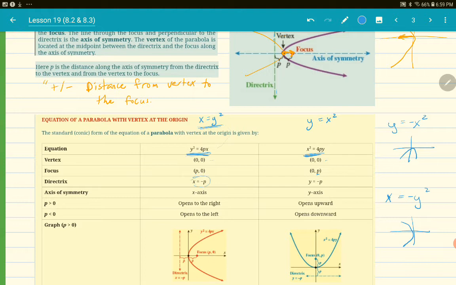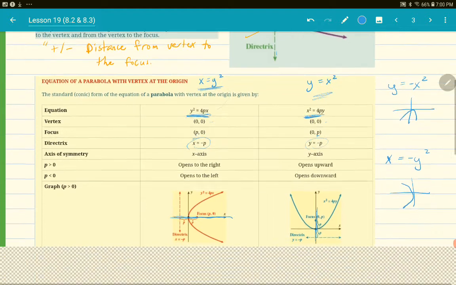The directrix is exactly opposite the vertex, at that same distance. The axis of symmetry again goes through the vertex and the focus and is perpendicular to the directrix. So there's my axis of symmetry. If it's centered at the vertex, that means with my y squared equals 4px, it's going to be horizontal, the x-axis. Whereas my other one, x squared equals 4py, is going to be vertical, the y-axis.